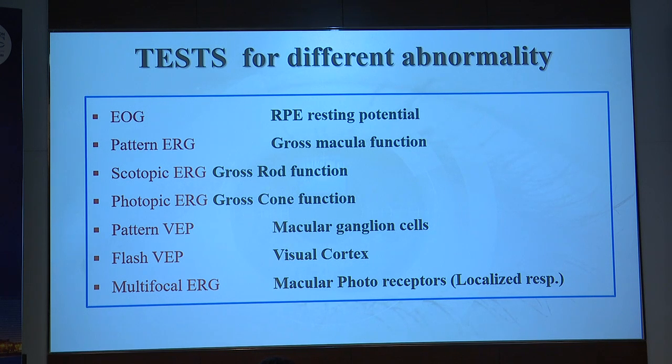The different tests are done for different abnormalities. EOG detects the RPE resting potential. The pattern ERG detects the gross macular function. The dark adapted scotopic ERG is done for gross rod function. The light adapted photopic ERG is for gross cone function. The pattern VEP tells us about the macular ganglion cells. The flash VEP tells about the visual cortex, and multifocal ERG gives us information about macular photoreceptors. It's a localized response.